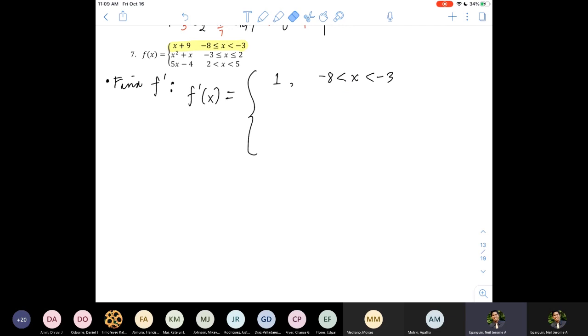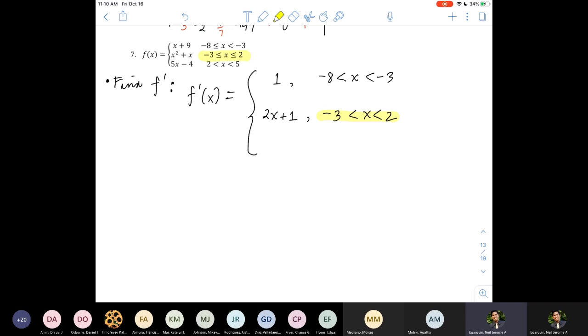Next, if you look at the second piece, we have x squared plus x. The derivative is 2x plus 1. But this will only apply for x's strictly between -3 and 2. Note here, the second condition applies to x's between -3 and 2, with -3 and 2 included. But the derivative will only be valid for x's strictly between -3 and 2.